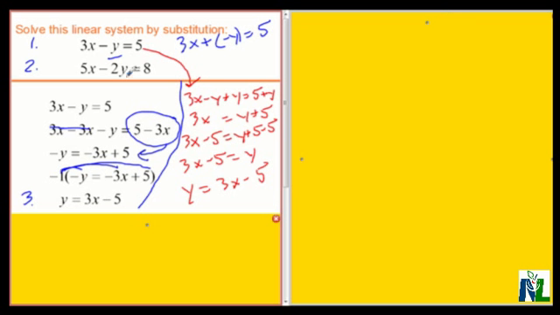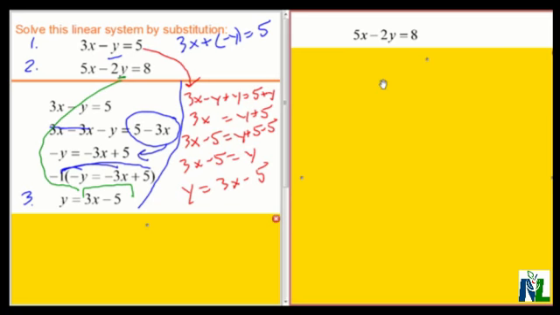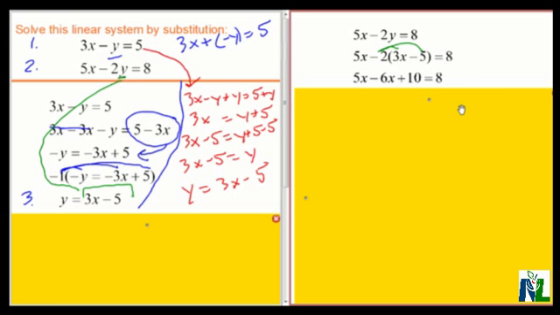Now, what I'm going to do next is, in equation number 2, where I see y, I'm going to substitute in the expression 3x minus 5. So in equation 2, 5x minus 2y equals 8, where I see y, I substitute in the expression 3x minus 5. So I'll get 5x minus 2 times, in brackets, 3x minus 5 equals 8. Both pieces here get multiplied. So I'll get 5x minus 6x plus 10 equals 8.